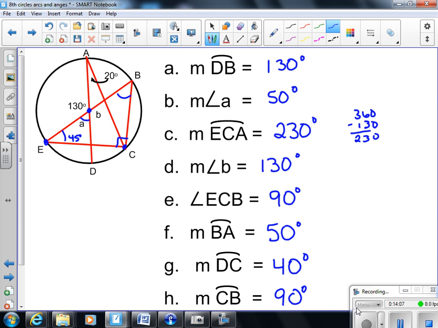Today we worked on the parts of a circle, inscribed angles and central angles, the difference between those, and we tried to measure arcs, measurements, major and minor arcs. Are there any questions?